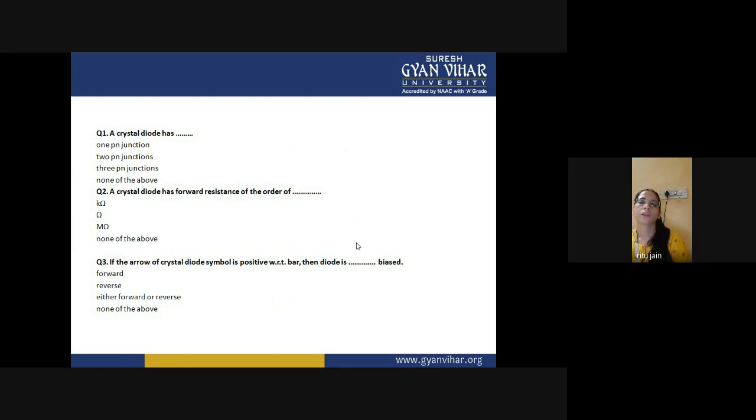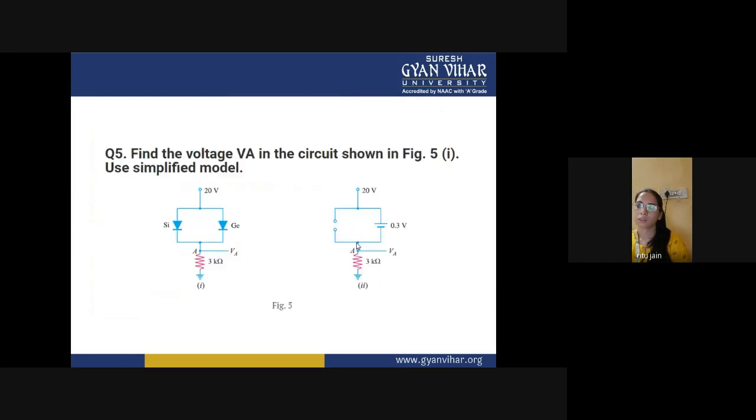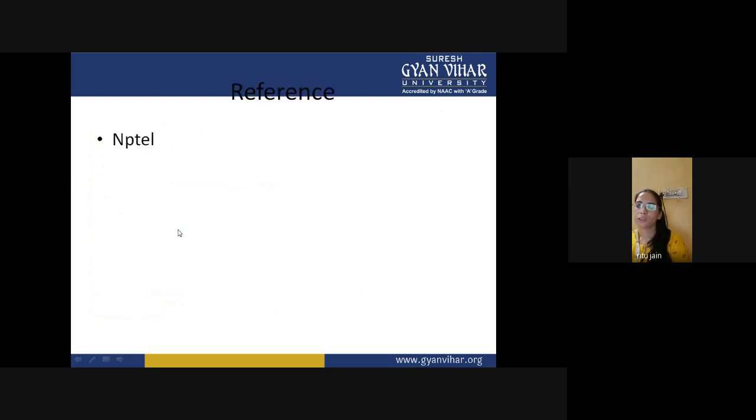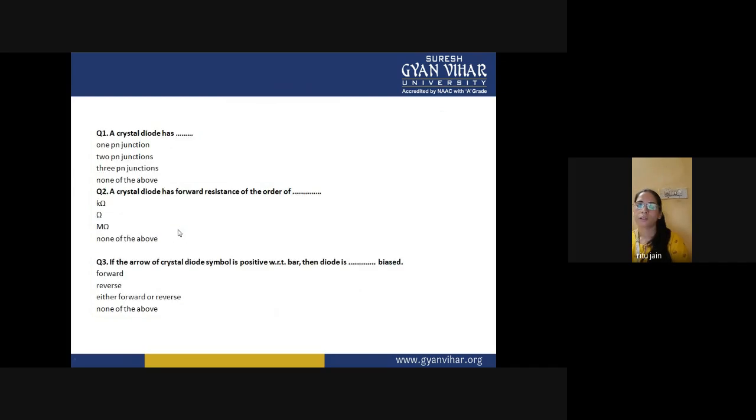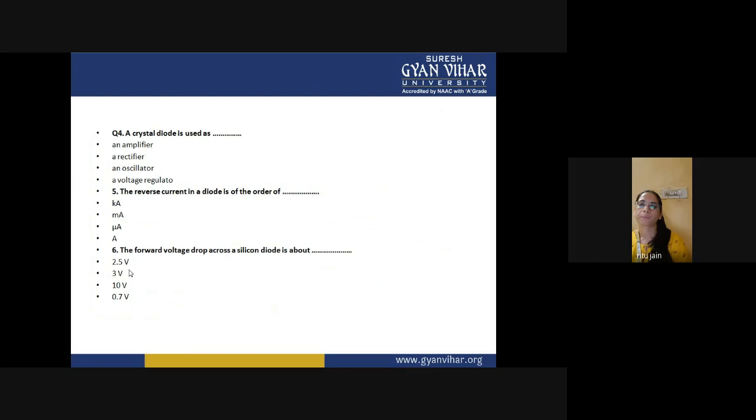Now, the third question is, if the arrow of the crystal diode symbol is positive with respect to the bar. This is your arrow and this is your bar. So if the arrow of the crystal diode symbol is positive with respect to the bar, then the diode is forward biased, because the anode is positive with respect to the cathode. These are a few questions by which you can easily understand the basics of diode.